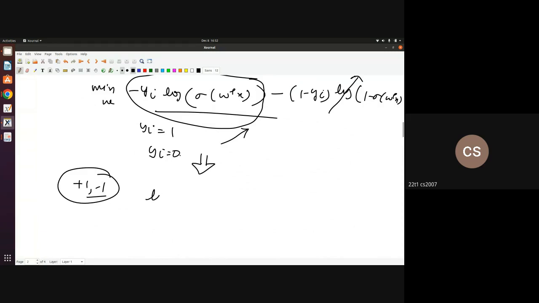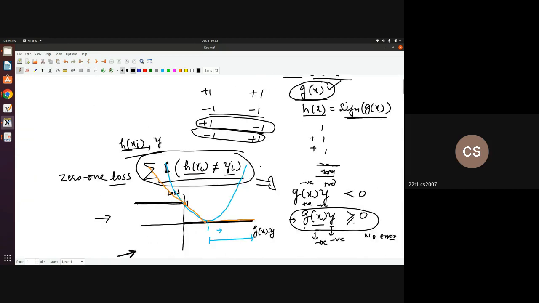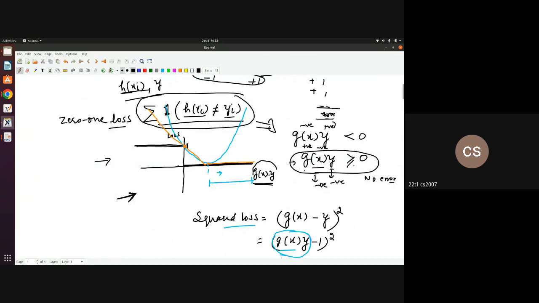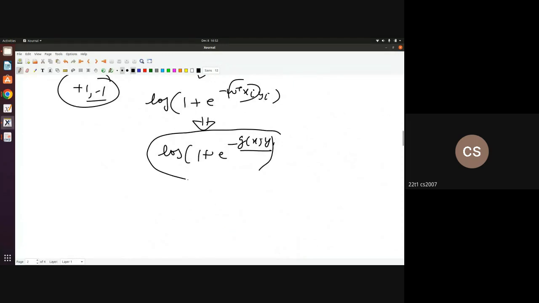Okay, and you can see the derivation in the class notes. So it will be 1 plus e to the minus w transpose xi yi, right? Or you can write it like this: log of 1 plus e to the minus gx yi, gx into y, right? So gx into y, I'm just removing the i term. So we got a similar expression in terms of gx into y is what I wanted to show you. So this is our loss function in case of logistic regression.